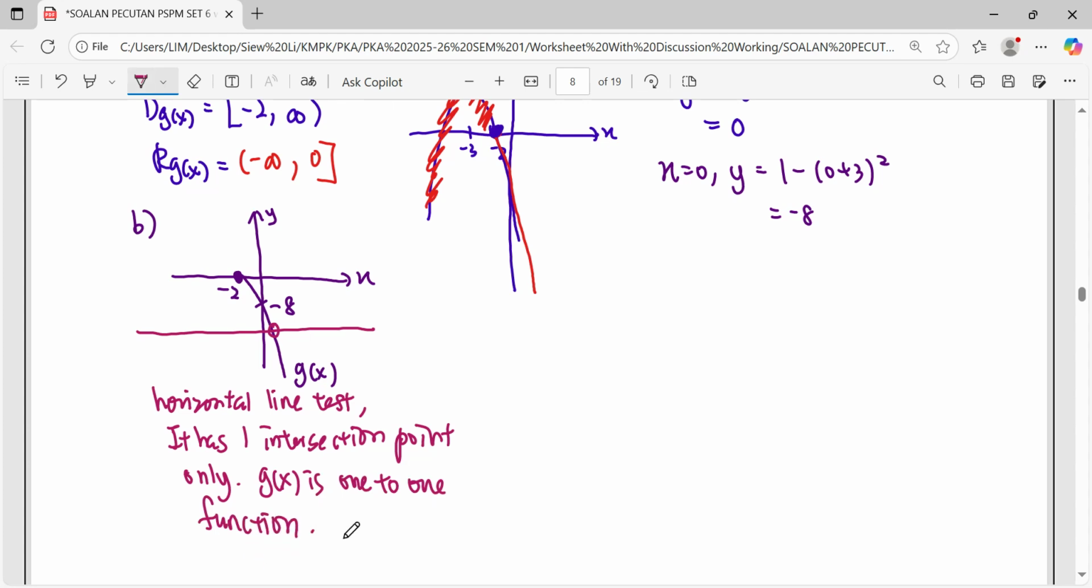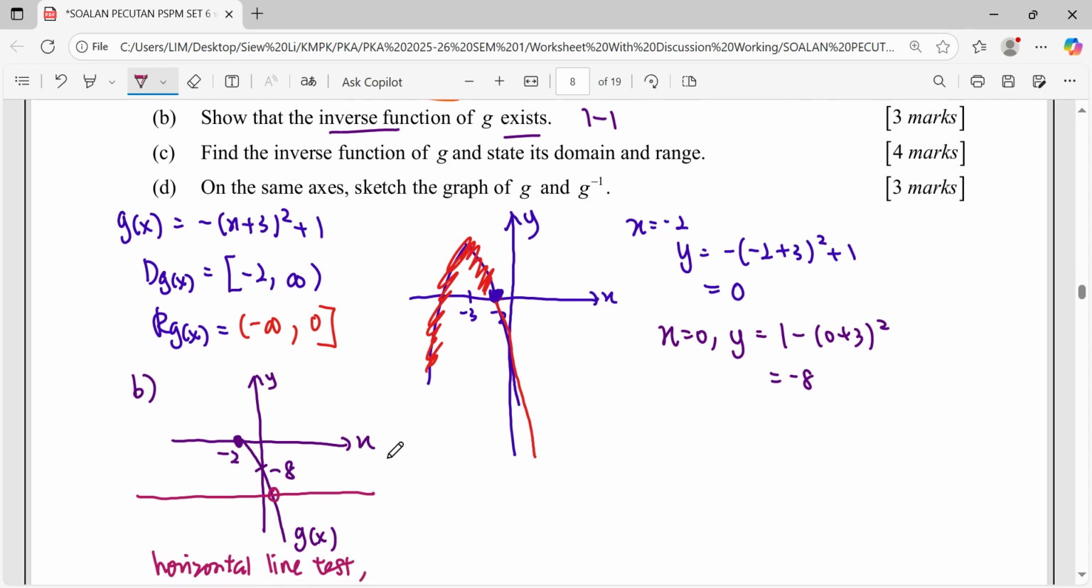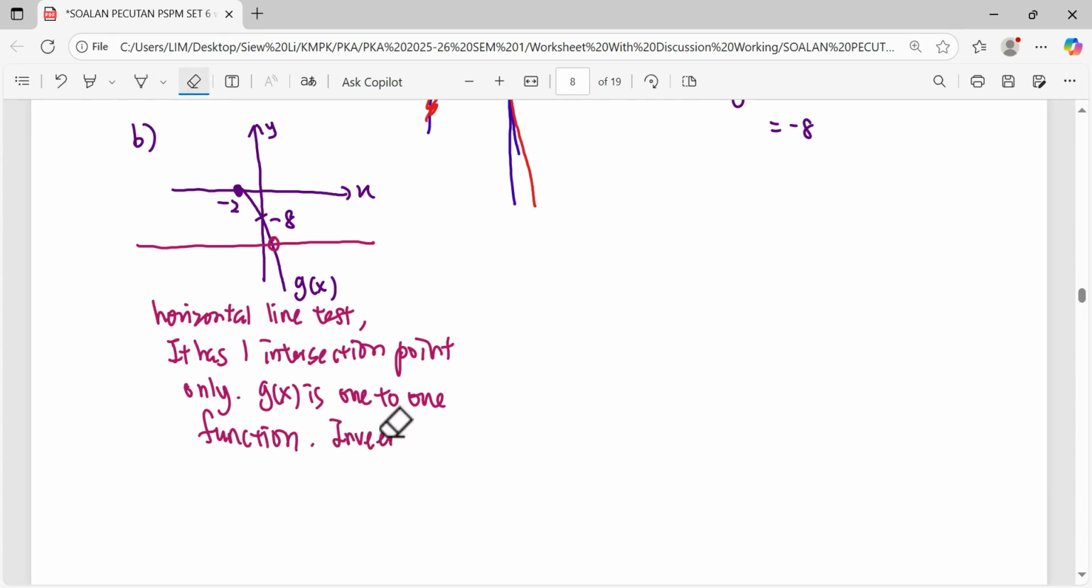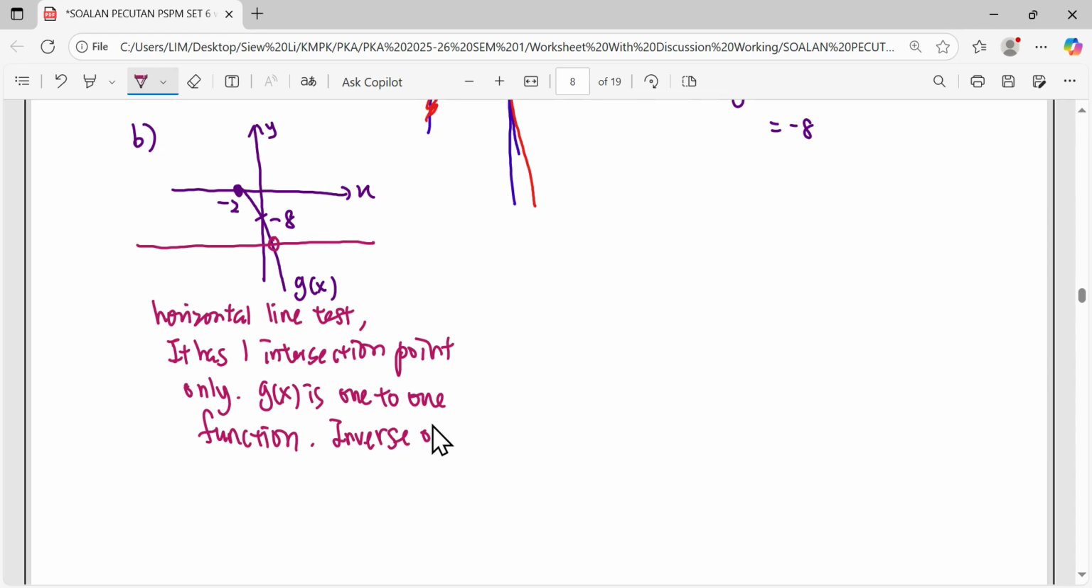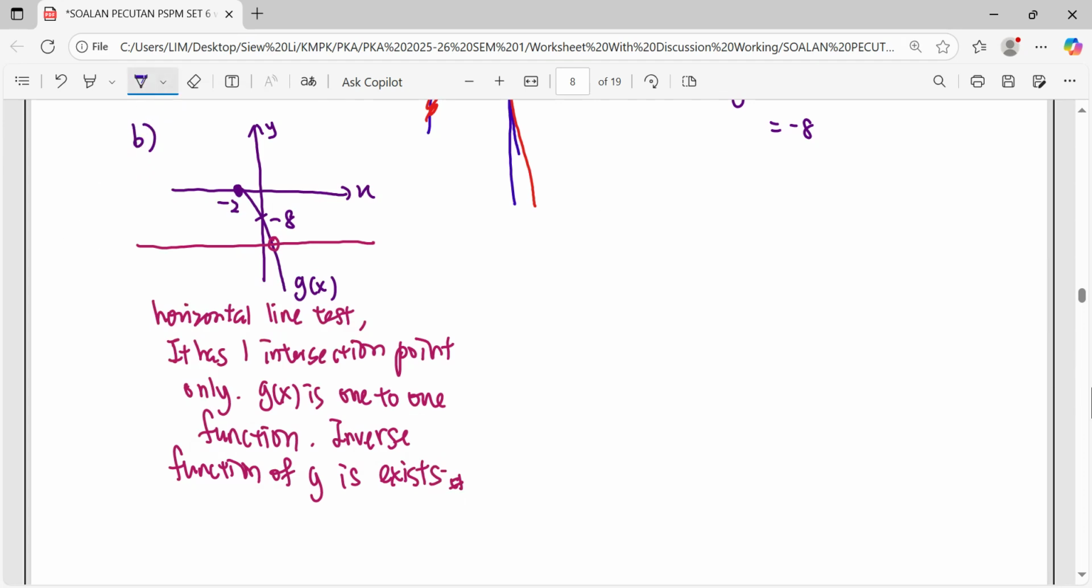When g(x) is a one-to-one function, you look at the question. Do you answer the question? You haven't answered the question. You have to relate it to inverse. Does this inverse exist? Yes. G inverse. So inverse function of g exists. Alright.